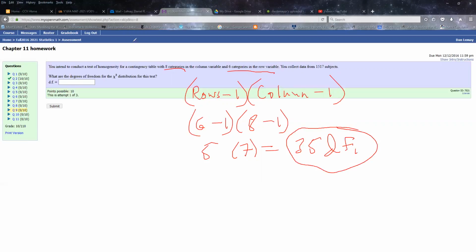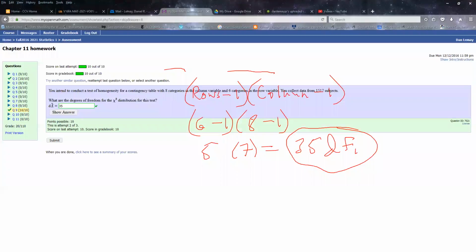Okay, next let's see if I get this right. I didn't check for the other one because I knew I did. So that's how you do the degrees of freedom for the 2 kinds of chi-square tests that we're going to do this week. Hope that helps.